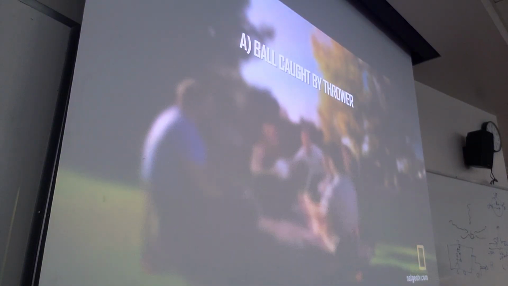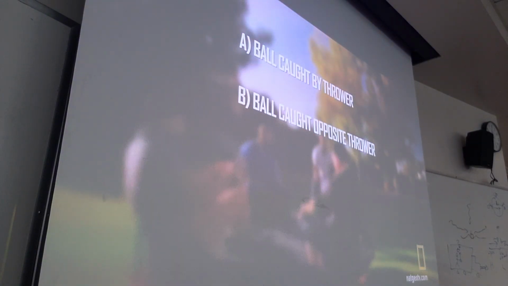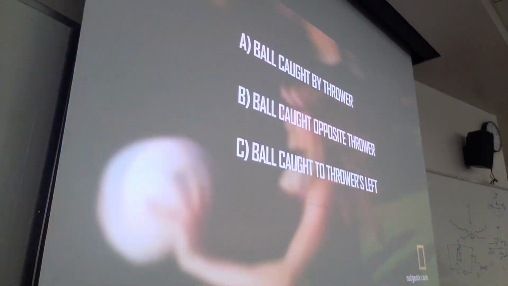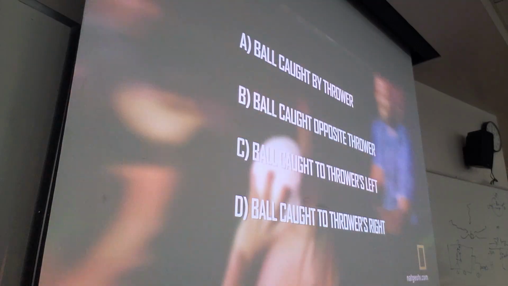Yeah. Now remember, the ball will be thrown straight across the spinning merry-go-round, but where will it end up? Will it be caught by the thrower? Will it be caught by the person opposite? Will it be caught by the person to the thrower's left? Or by the person to the thrower's right? Right, in your own time, throw the ball. I got this.